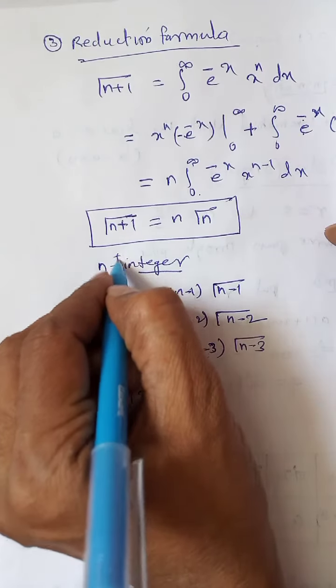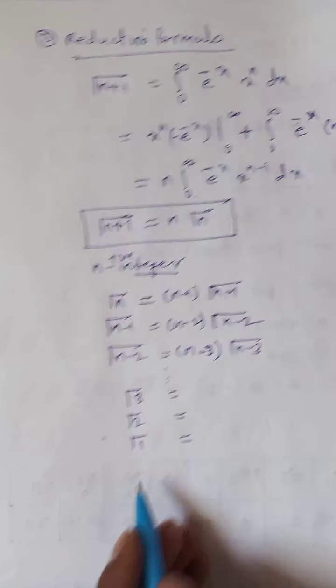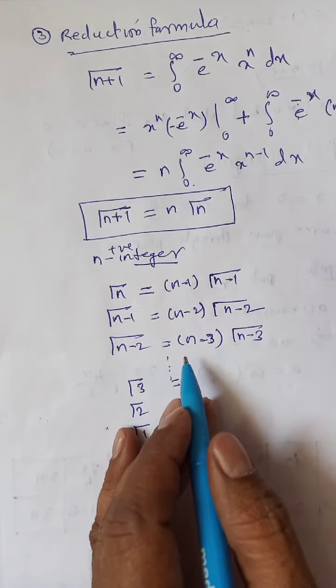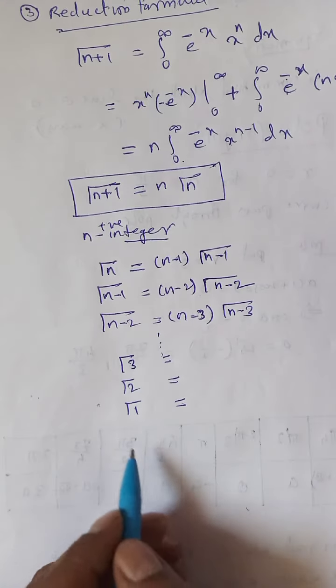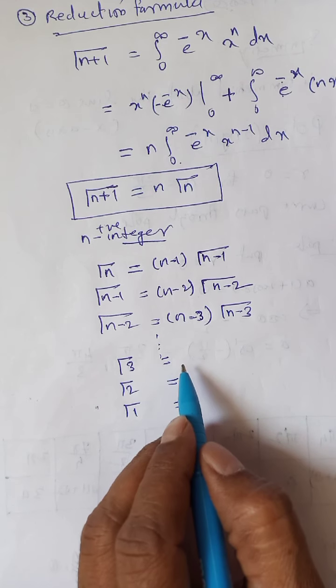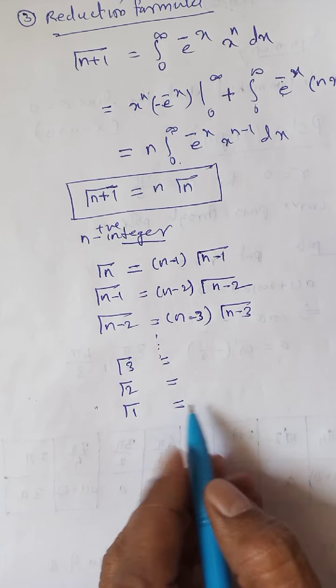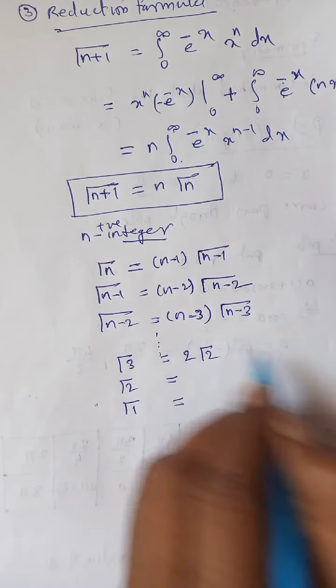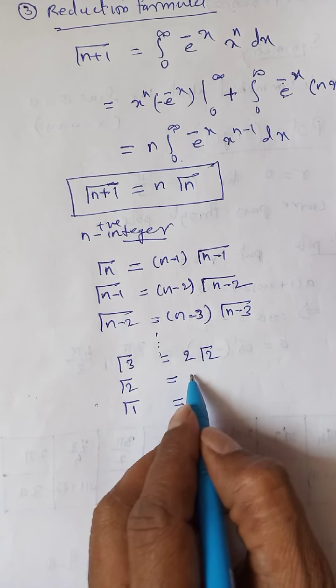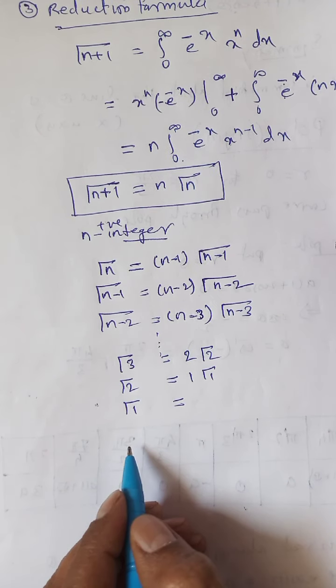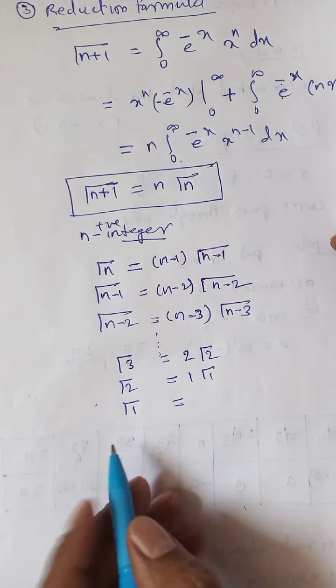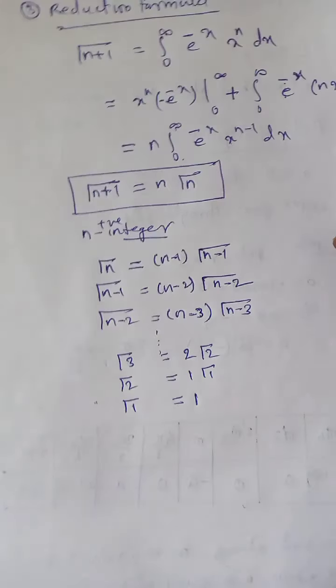Okay. So here n is a positive integer, we have defined the gamma function for n strictly greater than 0. So what's gamma 3? Gamma 3 is 2 into gamma 2. So gamma 2 is 1 into gamma 1, and gamma 1 is 1.